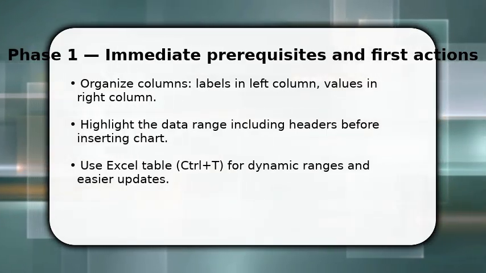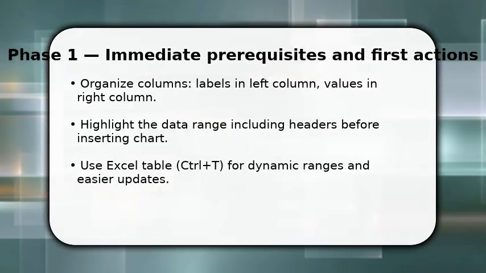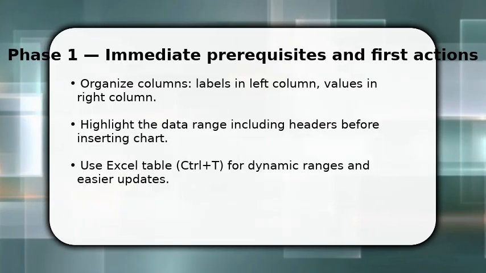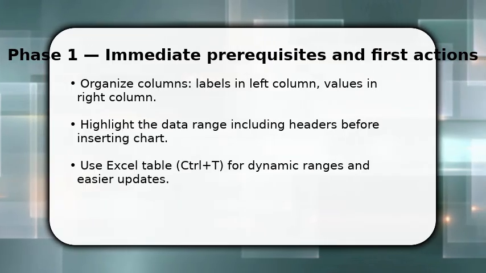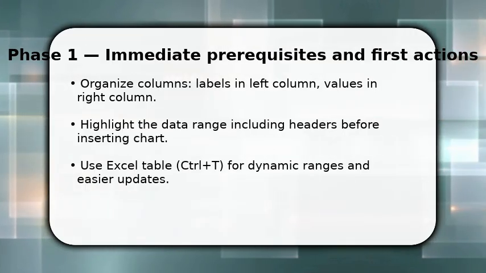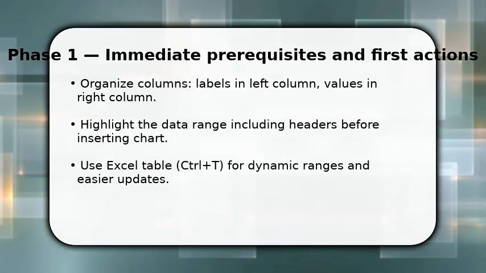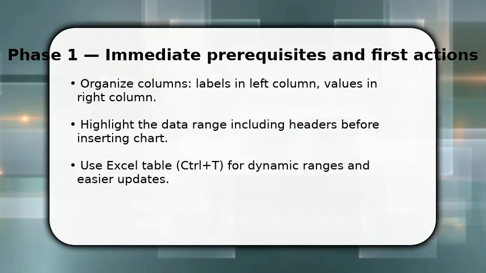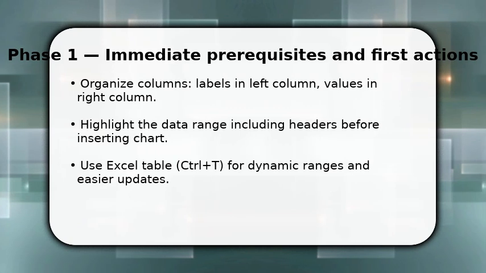You begin by preparing a clean 2-column range, labels on the left and numbers on the right, because Excel maps categories to axis labels. Once done, highlight the headers plus all rows and press Insert Bar Chart. Choose Clustered Bar for side-by-side comparisons. Make sure to use a table Ctrl+T if your data will change, since charts track table ranges automatically. This first step gets the chart shell in place quickly, so you can refine presentation and calculations next.